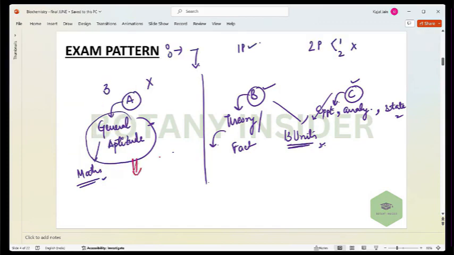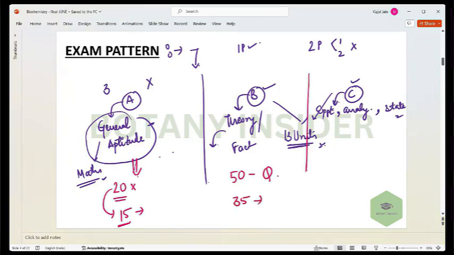Talking about the marks distribution, in part A there are 20 questions in total, and you have a choice of doing 15 questions out of it. You can leave 5 questions. In part B there are 50 questions in total, and you have a choice of leaving 15 questions. That is, the maximum limit of questions to attempt is 35. In part C there are 75 questions, and you have to attempt only 25 questions out of it.